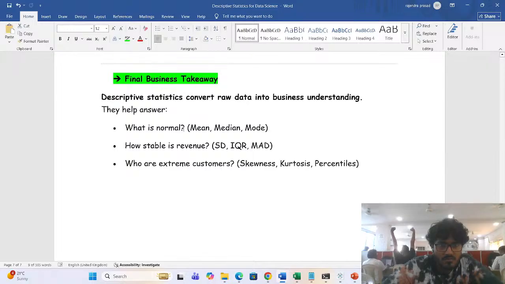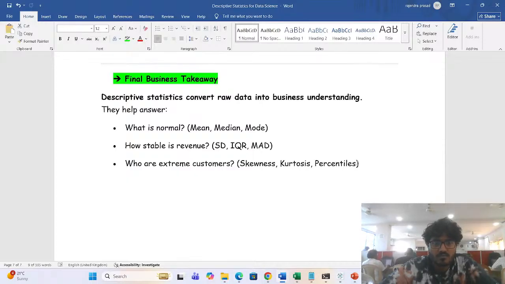These will help you see what is normal: mean, median, mode. How stable is the revenue? Is the revenue increasing or decreasing compared to what is expected? This is given by standard deviation, variance, and IQR. To see who the extreme customers are, like VIP customers, that can be given by the skewness, kurtosis, and the percentiles. Is this clear? So this is about descriptive statistics. With this, we have successfully completed descriptive statistics end to end. Is this clear?